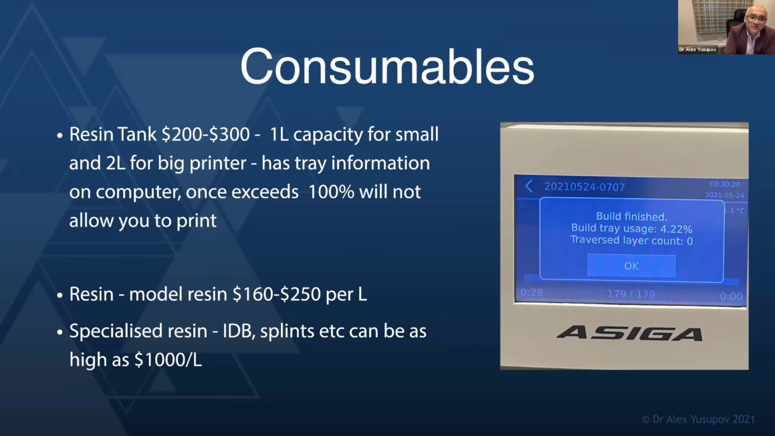Consumables. Resin tank costs you about $200 to $300, depending whether it's a 1 liter capacity for the small machine or a 2 liter capacity for the big printer. The resin itself, model resin, there are different types. I like the one that Asiga makes, and that is somewhere between $160 and $250 a liter. But some of the specialized resins can cost you up to $1,000 for half a liter.